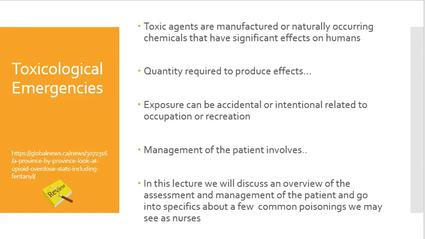So, toxic agents are manufactured or naturally occurring chemicals that have significant effects on humans. Quantity required to produce effects very much varies widely among substances. Toxins can enter the body through ingestion, inhalation, injection, mucosal absorption, ocular exposure, or dermal contact.